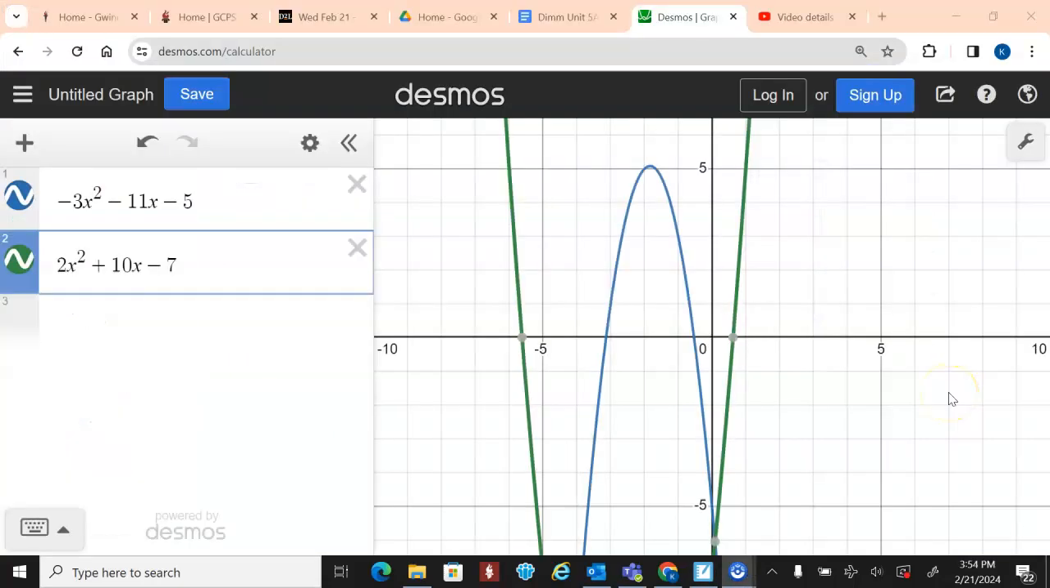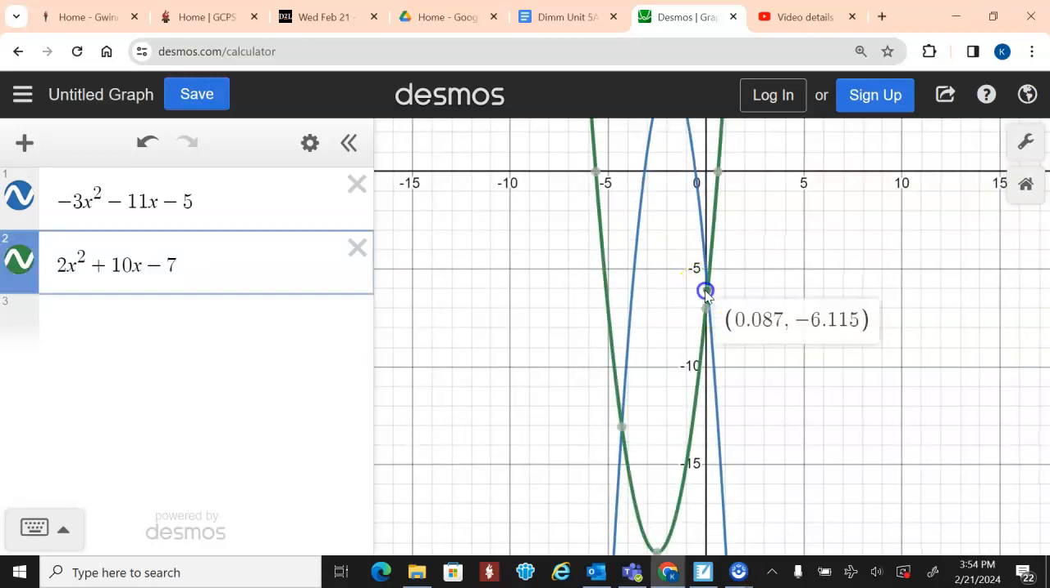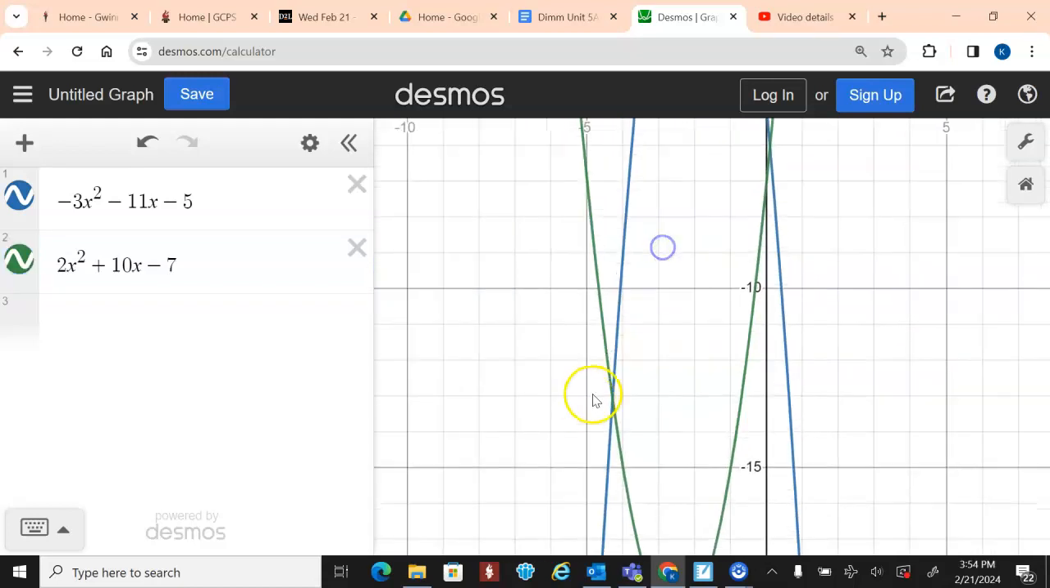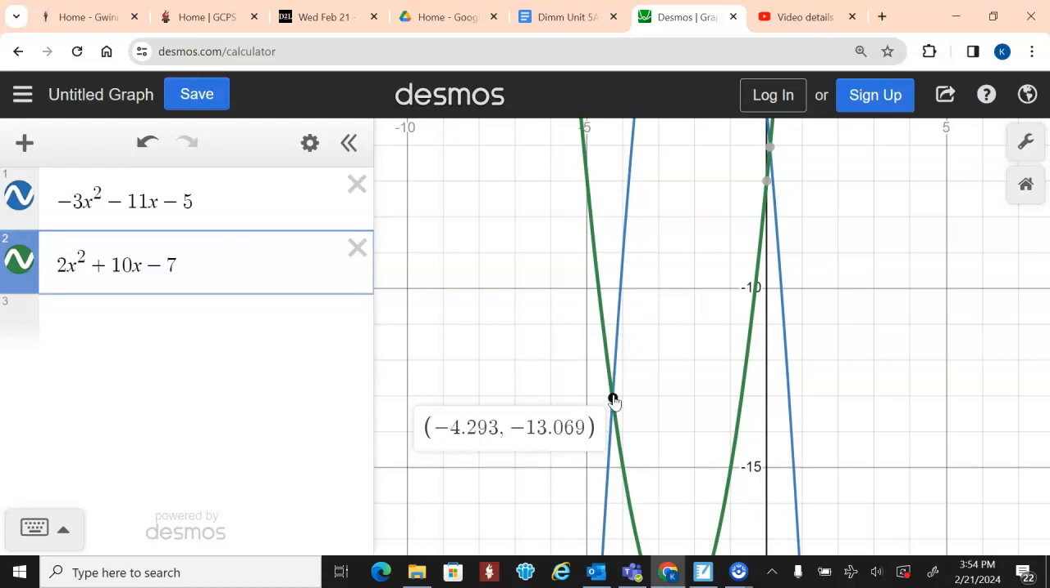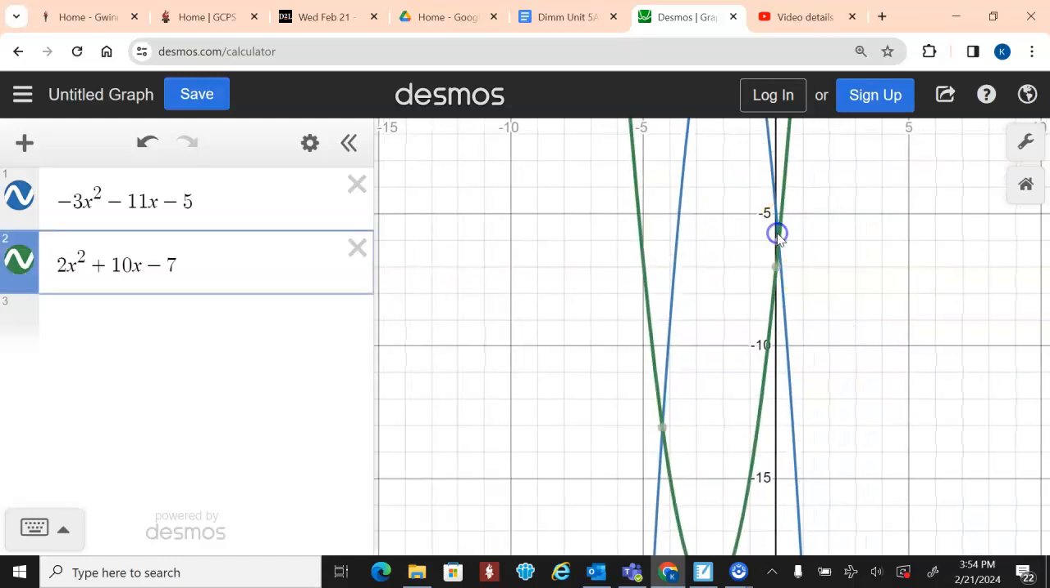All right, so here it is, negative 3x squared minus 11x minus 5, and on the second line is 2x squared plus 10x minus 7. What we're looking for is where the two functions cross each other. When do they run into each other? So be careful, because there's a bunch of other points. So if you need to zoom in, make sure this is where they're crossing, okay, in this decimal, so 0.093 and negative 60.51. And then the second place they're crossing is right here. Again, it's going to be a decimal of negative 4.293 and negative 13.069. So again, you're looking at where do they cross each other, okay?